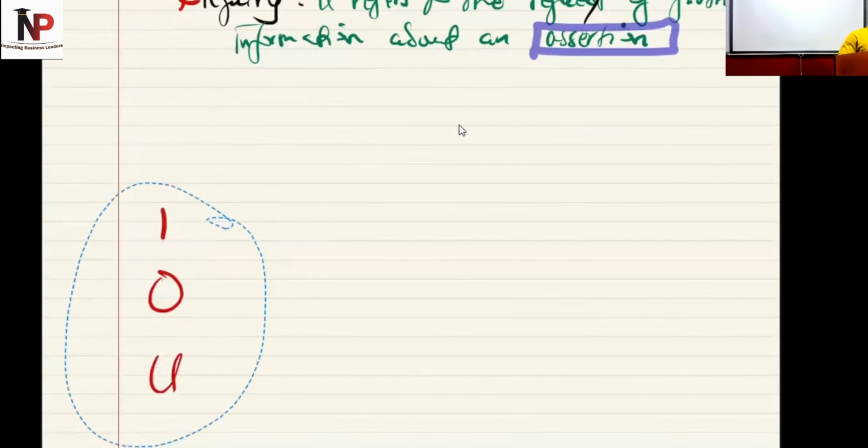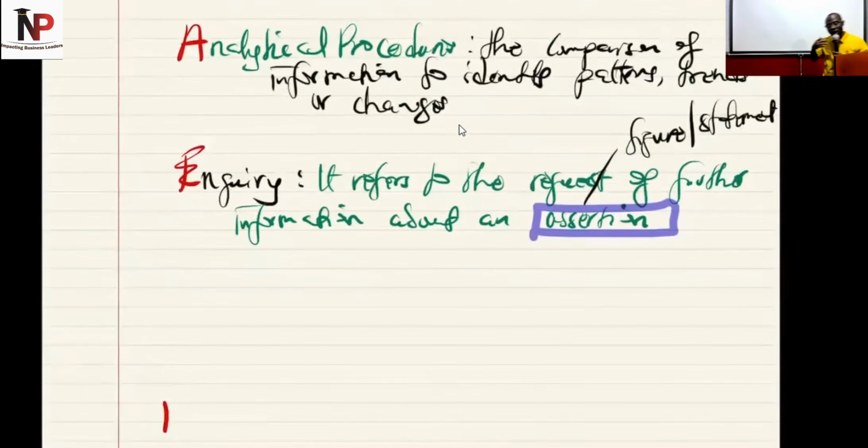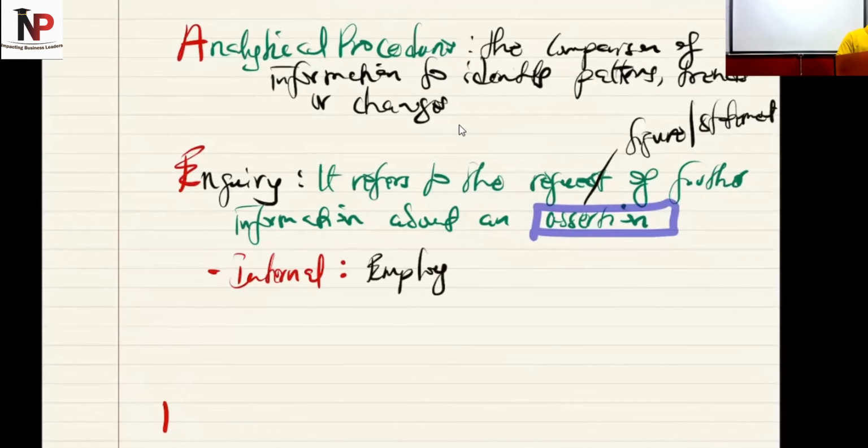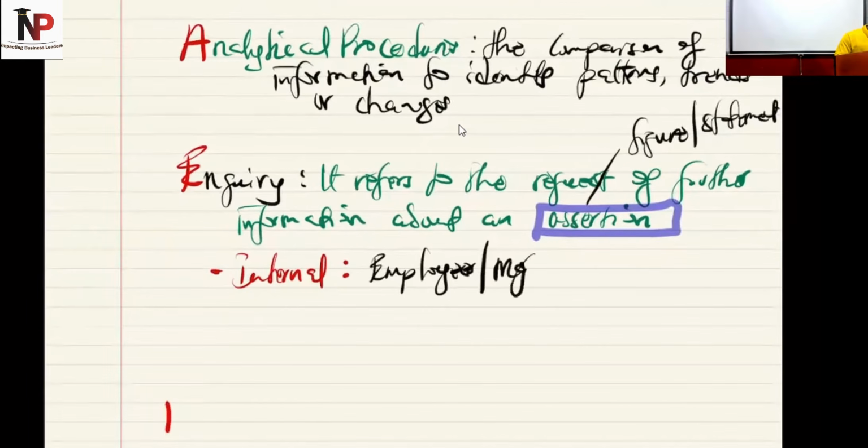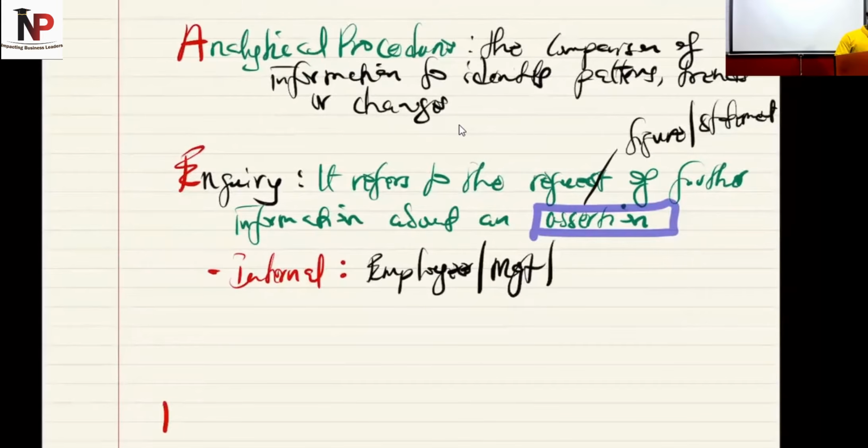Please note, it depends on the audit, the item being audited, but inquiry can be made internally or from external source. So internally, we can make inquiry from employees. We can make inquiry from the management. We can make inquiry from those charged with governance.